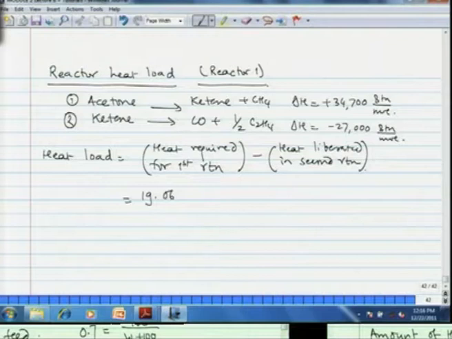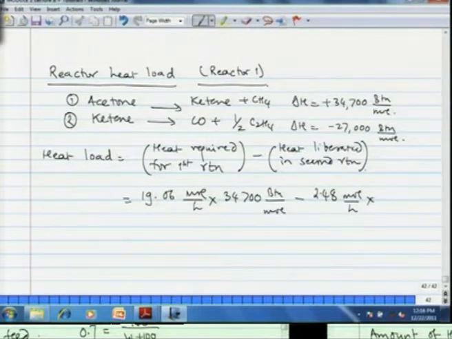19.06 moles per hour of acetone are decomposing with a heat requirement of 34,700 BTU per mole, minus 2.48 moles of ketene that are lost, liberating 27,000 BTU per mole. So, the net heat load is 594,422 BTU per hour.